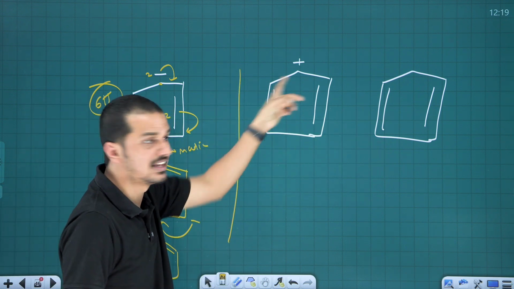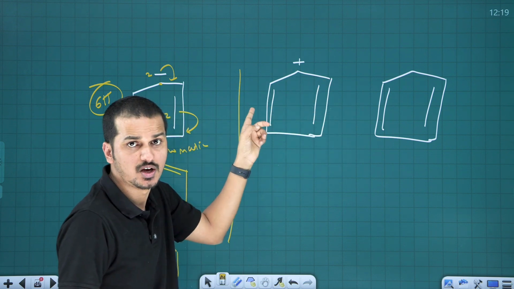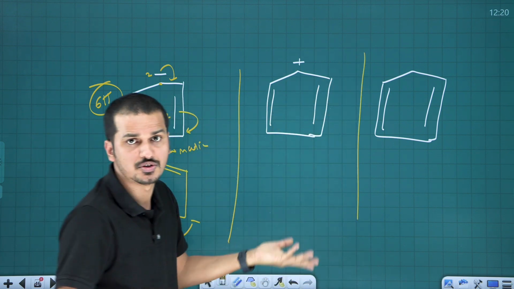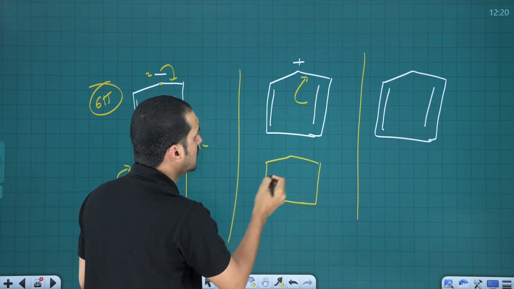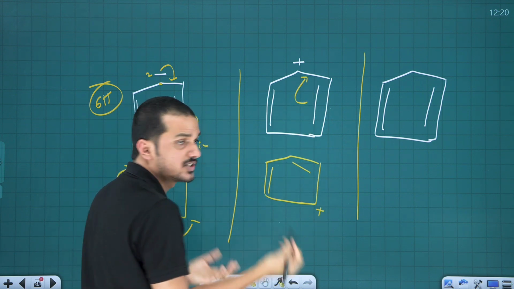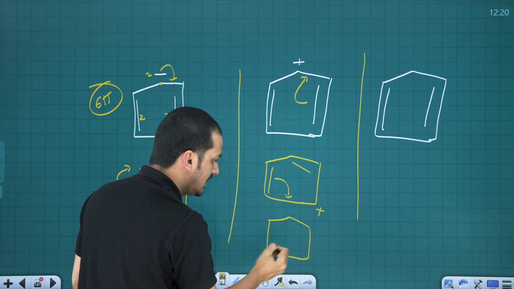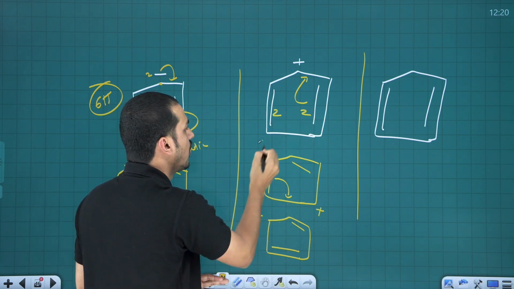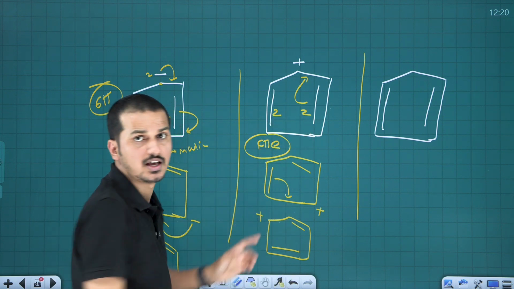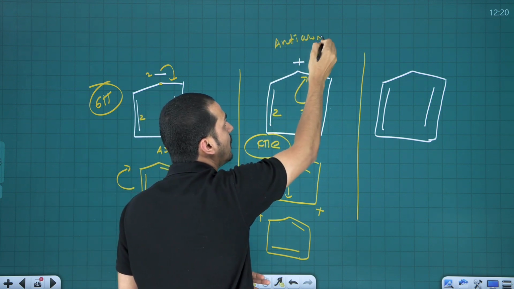What about this one? It is cyclic, planar, all are sp2, sp2, sp2, sp2, sp2. And conjugation is there. This bond can shift to here, bond to bond shifting. So you can see here double bond, here plus charge. This bond can shift here, and again you can see here double bond, here plus charge. So how many pi electrons? 2, 2, 4 pi electrons, a multiple of 4. That is anti-aromatic.